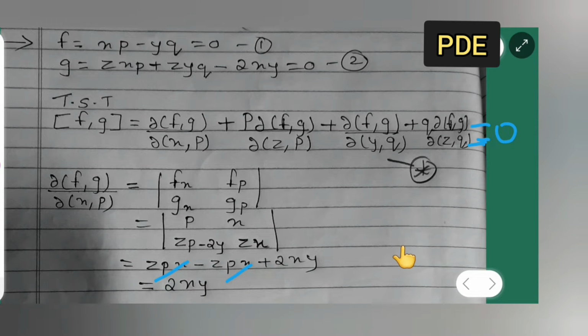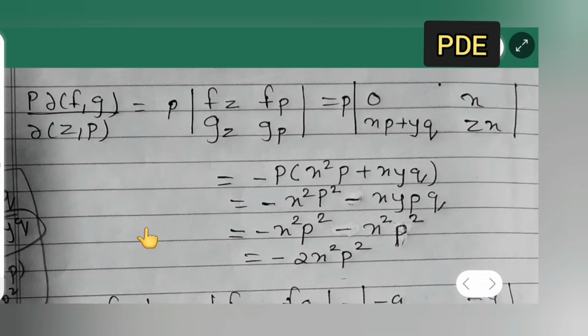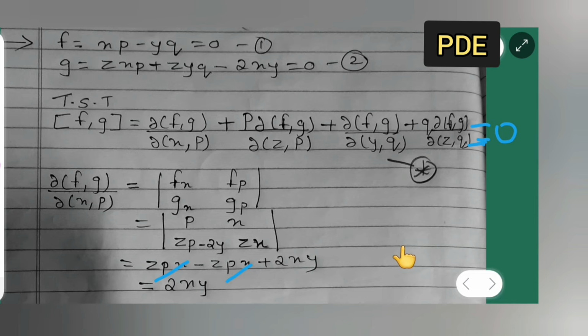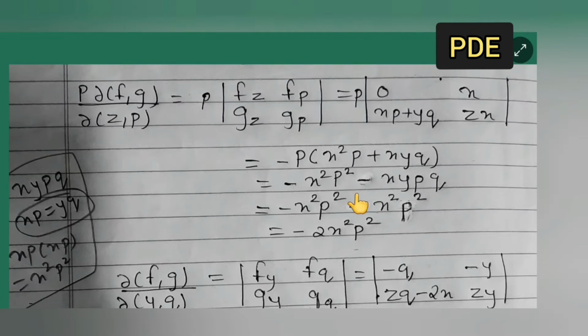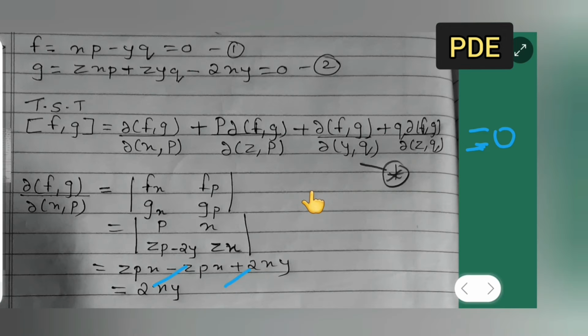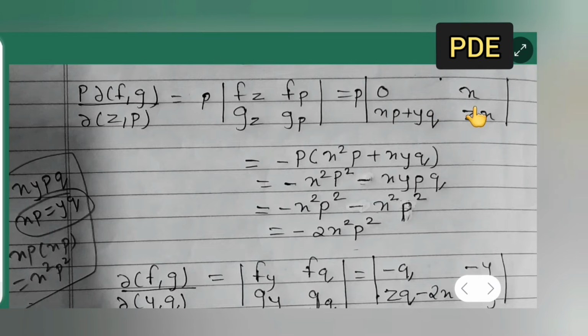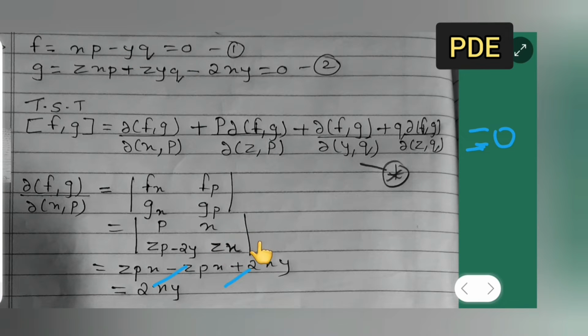Next what you will have to do is, now write this one. Take p ∂(f,g)/∂(z,p) over here, which is equal to p into fz, fp, gz, gp. Now what is fz? fz is nothing but 0, right? Differentiate f with respect to z. z is not there, so it is 0, right? Then what is fp? Differentiate f with respect to p. So what we have got earlier, zx, no?